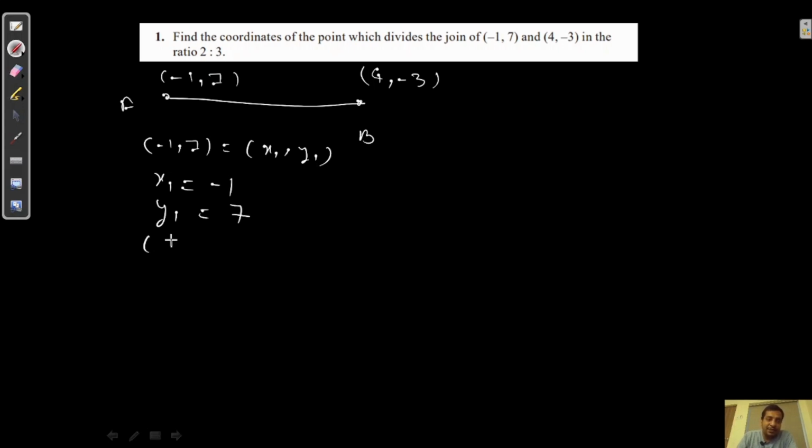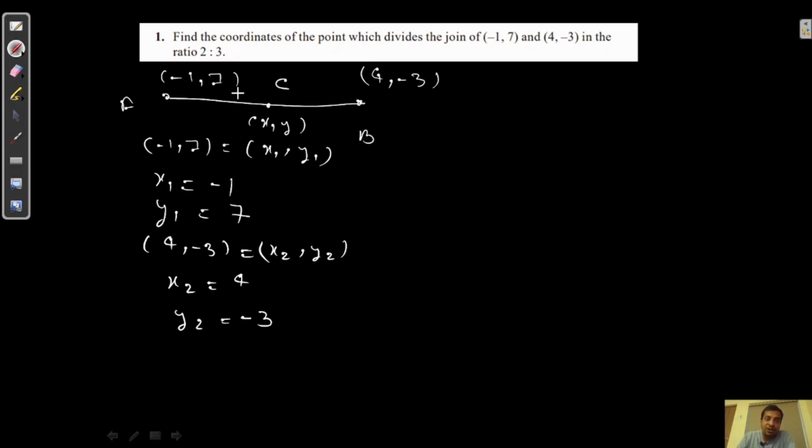If I say 4, -3 is x2, y2, can you tell me the value of x2? It is 4. What is the value of y2? Yes, after the comma -3 is there, and after the comma y2 is there, so you can easily compare. The value of y2 will be -3. Between these two points there is one more point C, and let's say the coordinates of this point are x, y. This point C is dividing the line segment in 2:3 as given in the question.